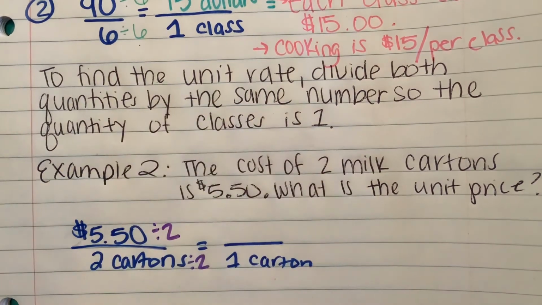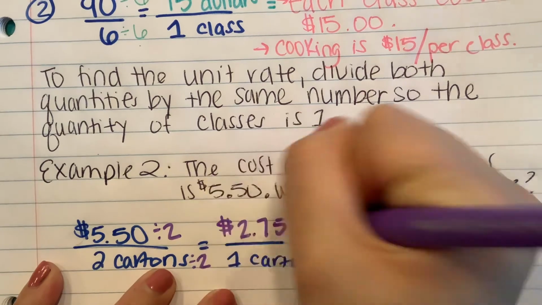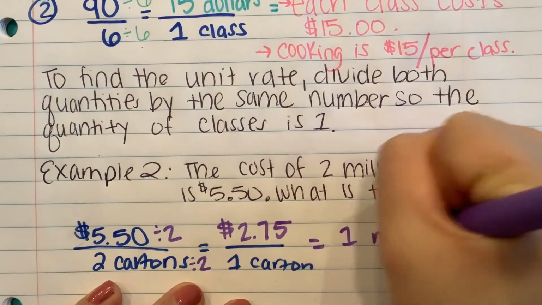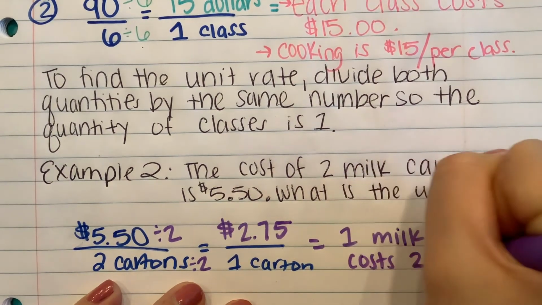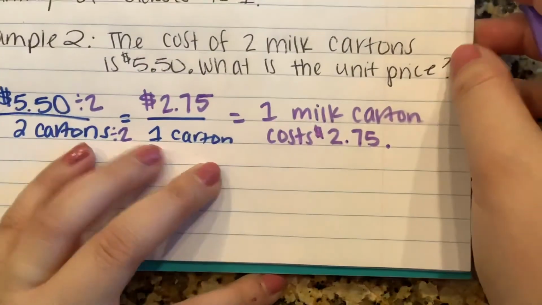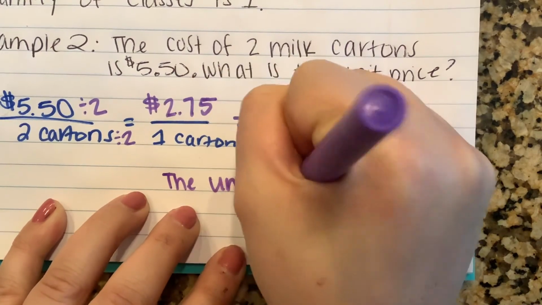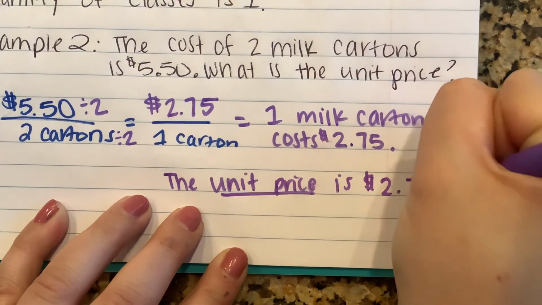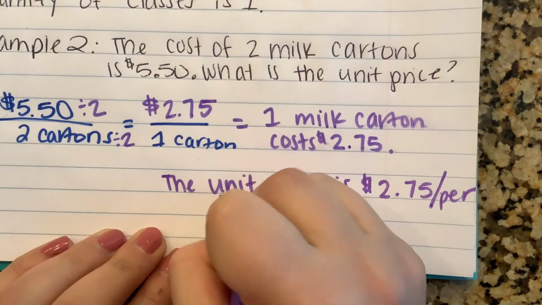Same thing on the top. $5.50 divided by 2 gives me $2.75. So I could say 1 milk carton costs $2.75. I could write it that way. Or more academically, I could say the unit price, notice how I'm using that math vocabulary, is $2.75 per, again, that slash means per carton.